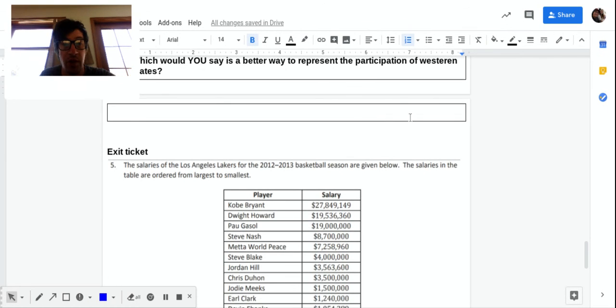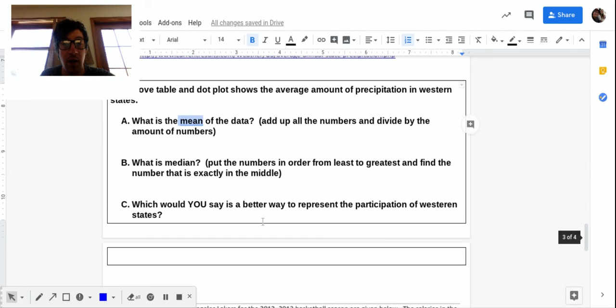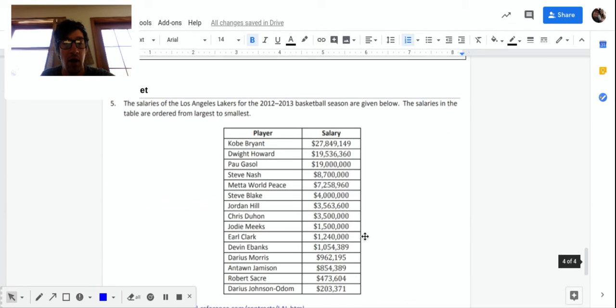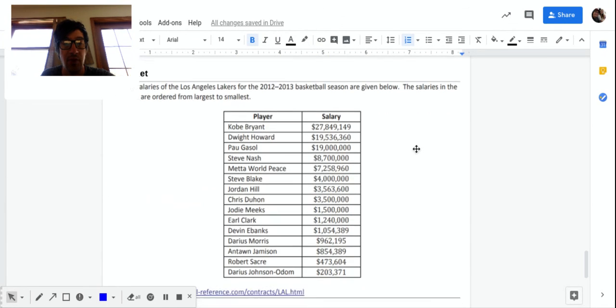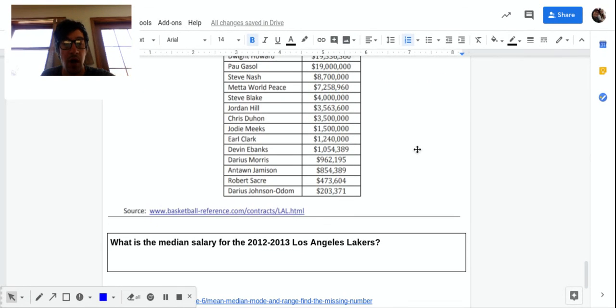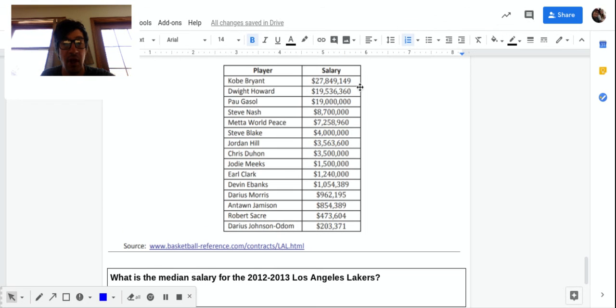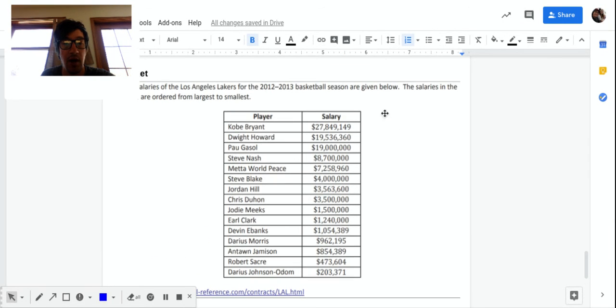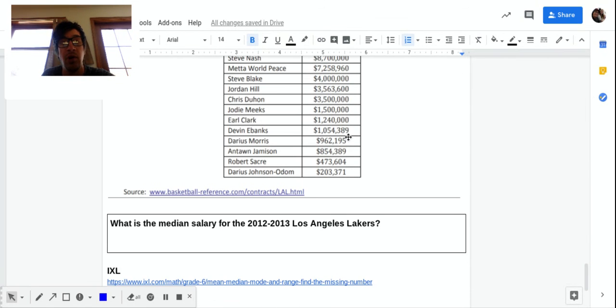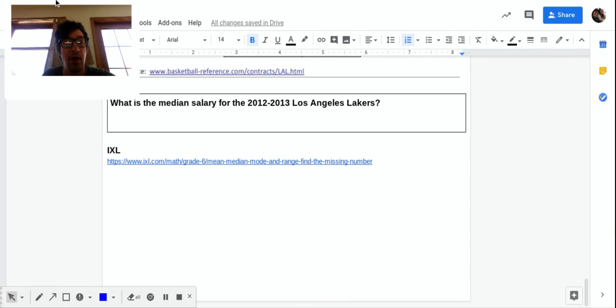This is your opinion. Which do you think is a better way to represent all the Western states, the mean or the median? Same thing. Now we got some huge numbers here. So I want to know what the median salary is. Put these salaries for the Los Angeles Lakers in 2012, 2013 in order from least to greatest, and tell me who had the median, the salary in the middle for the Lakers.